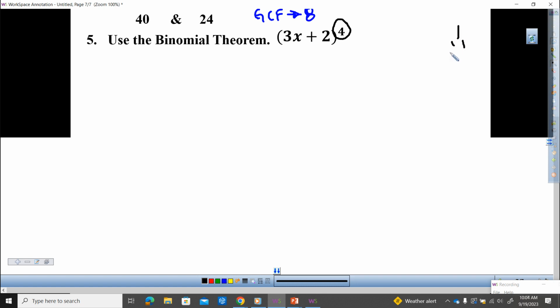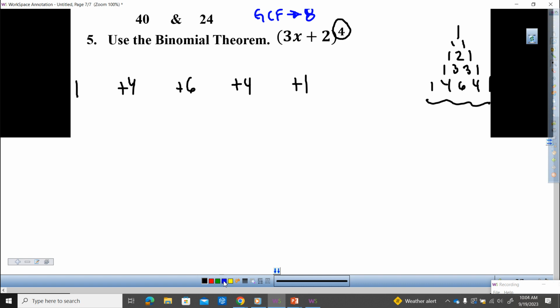So we got 1, 1, 1, 1, 2, 1, 1, 3, 3, 1, and I stop whenever I see 1, 4, 6, 4, 1, and I stop right there. Next, I take these numbers, they become coefficients for each term. 1 plus 4 plus 6 plus 4 plus 1.